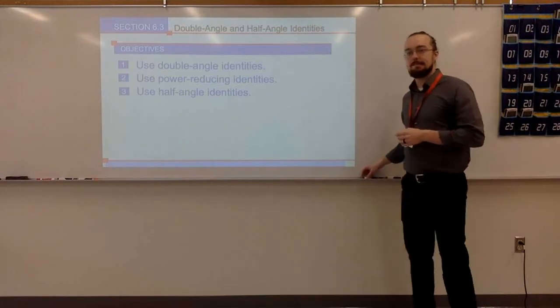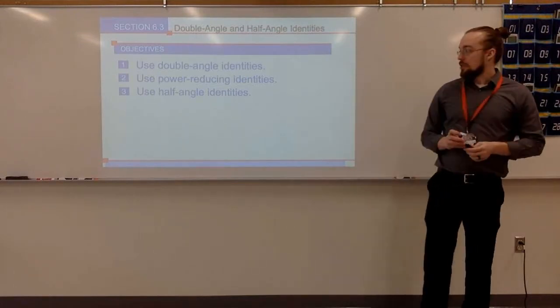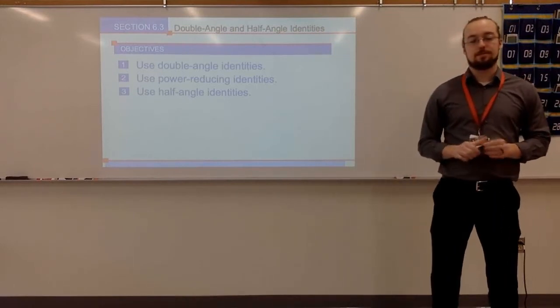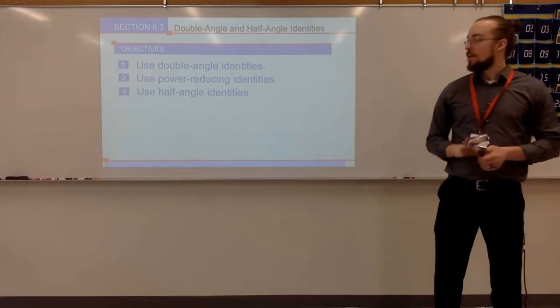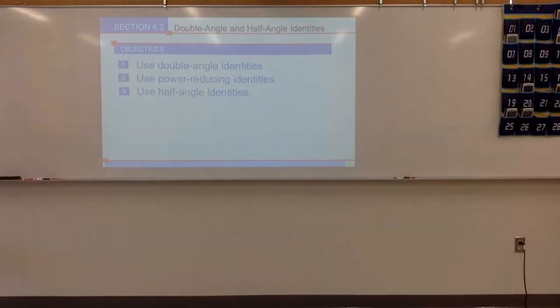Oh, half angle! Double angle, half angle, power reducing formulas and identities. I don't know if we'll get through all three of them today. That's a lot. Normally the next thing to take a look at is just more identities: double angle, half angle, and then also power reducing.